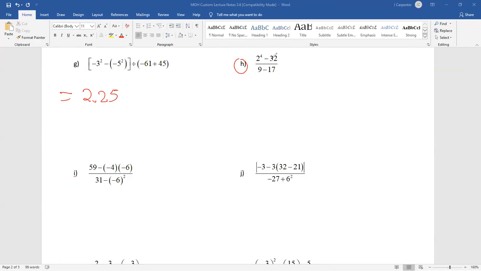So we're going to think about the top on its own, then we're going to think about the bottom on its own. So let's just focus on the top for now. The top. 2 to the 4th minus 32, there's an exponent and subtraction, so we got to do the exponent first. 2 to the 4th, that's 2 times 2 times 2 times 2, which you should be able to figure out is 16. So that's 16 minus 32 over 9 minus 17. We got 16 minus 32, which we don't know how to do that subtraction, so we change it to plus negative 32.